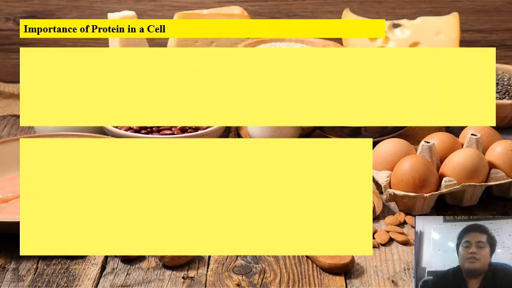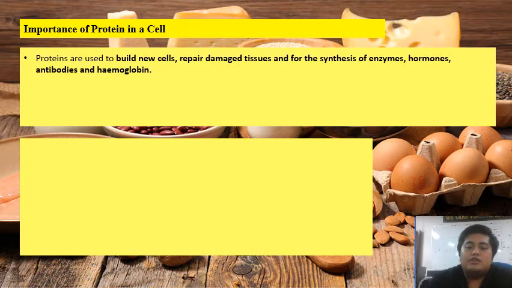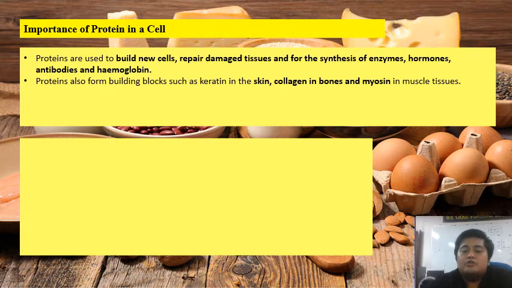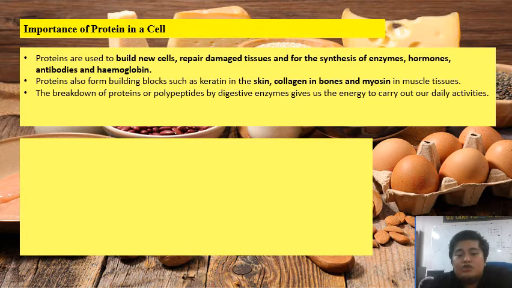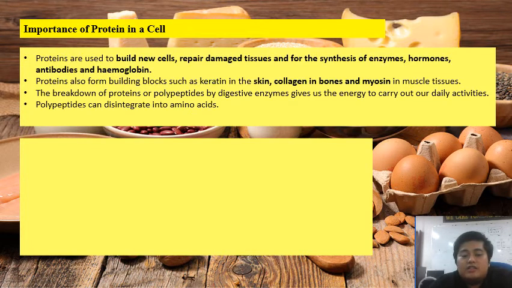Okay, kepentingan protein dalam sel pula. So, protein are used to build a new cell, repair damaged tissue, and for the synthesis of enzyme, hormones, antibody, and hemoglobin. Protein also form building blocks such as keratin for the skin, collagen in the bones, and myosin in the muscle tissue. The breakdown of protein or polypeptide can be by the digestive enzyme give up the energy to carry out our daily activity.